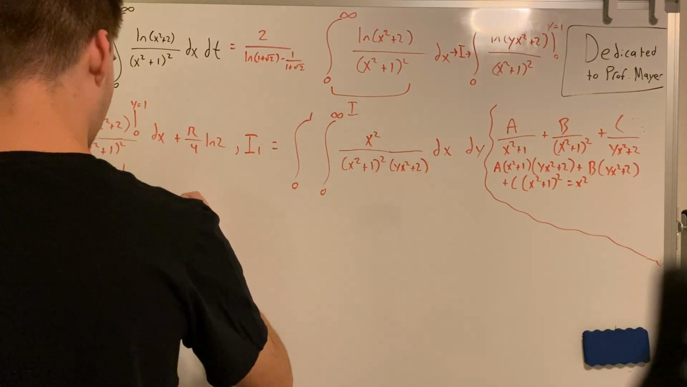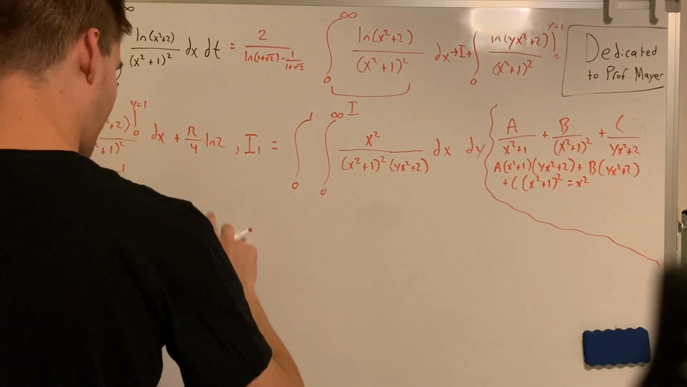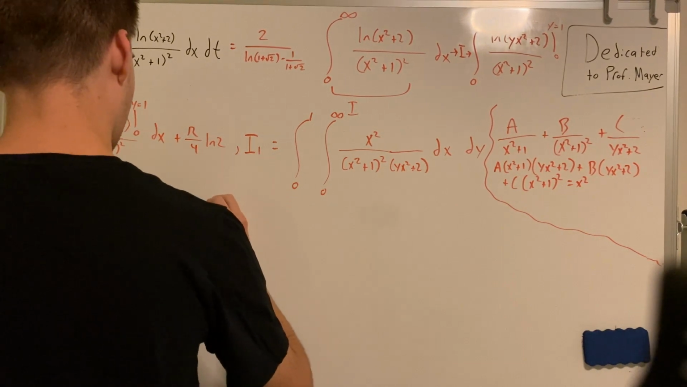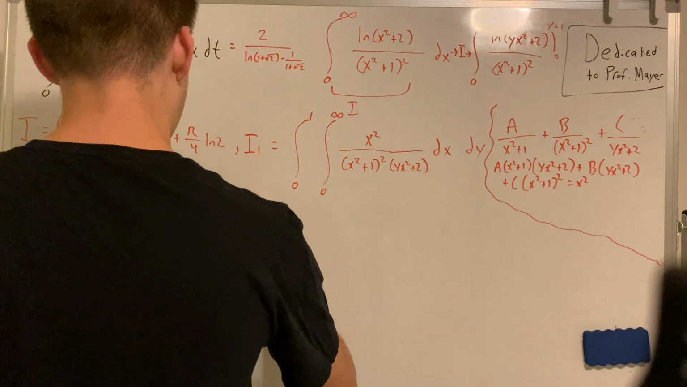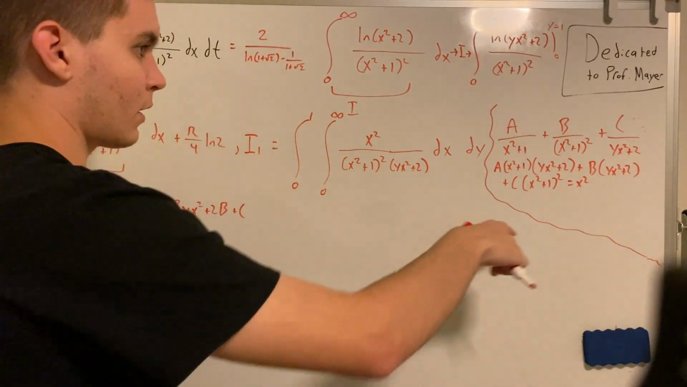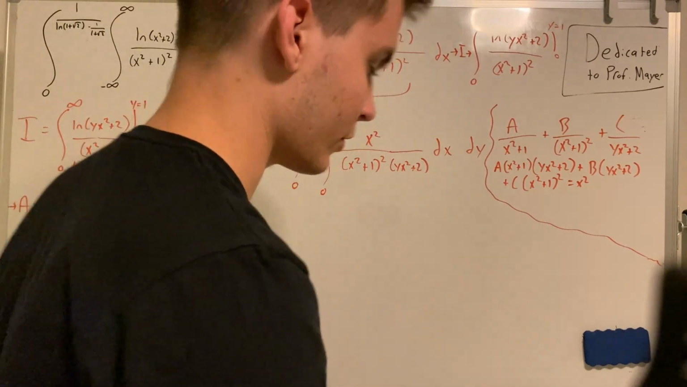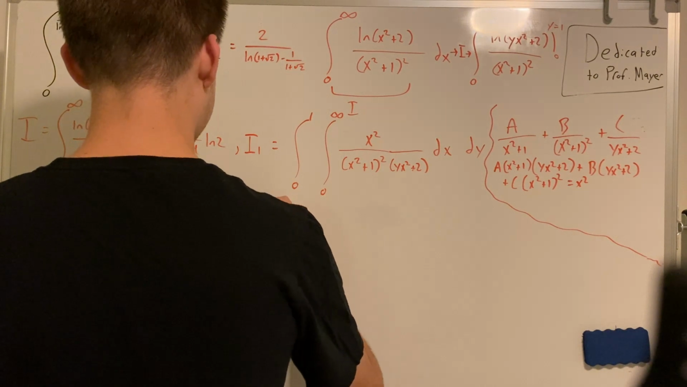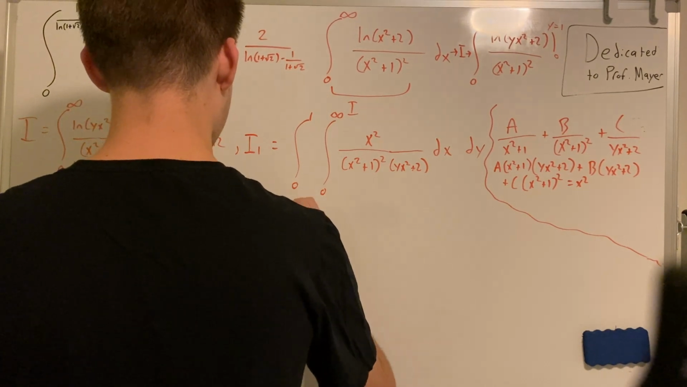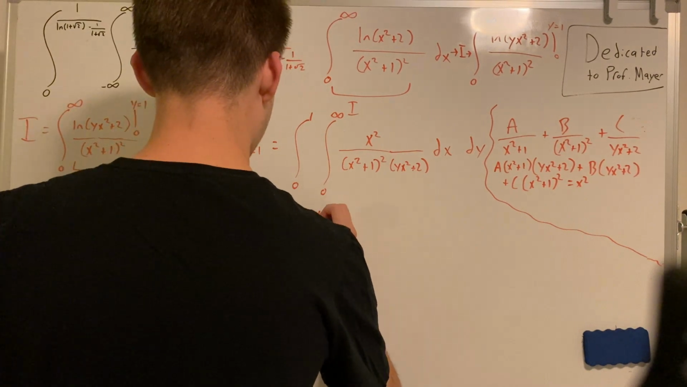For B it's simple. It's just going to be B y x squared plus 2B, correct? Yes. Plus C. Now, for C, (x squared plus 1) squared is x to the 4th plus 2x squared plus 1. So we're going to have C x to the 4th plus 2C x squared plus C. All of this is equal to x squared.